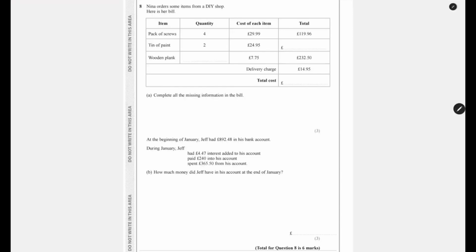Question 8 says, Nina orders some items from a DIY shop. Here is her bill. Part A is asking us to complete all the missing information in the bill. So we need to work out the quantity of wooden plank and the total for the tin of paint. So let's start with the tin of paint.